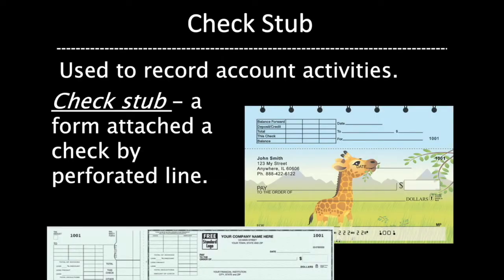Your checkbook will provide one of 3 formats for recording account activities. Anytime you pay or you deposit money, you should be recording it one of 3 ways. The first way is the check stub. The check stub is a form attached by a check or perforated line. It can be found at the top of the check, or it can be found at the side of the check. What you do is you tear it at the perforated line, you use the check, you keep the stub for your records.